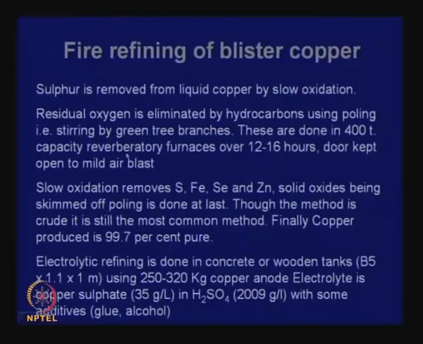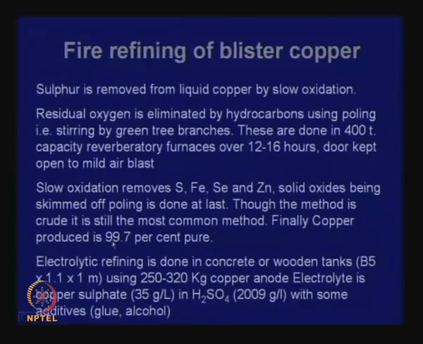When we are sure that all those have gone, we know a lot of oxygen has gone in now. So, it will be poled using green branches. So, poling is done at the end. Though the method is crude, it is still the most common method. Now, finally, after you have removed all these impurities by slow oxidation, we get a copper which is 99.7% pure.